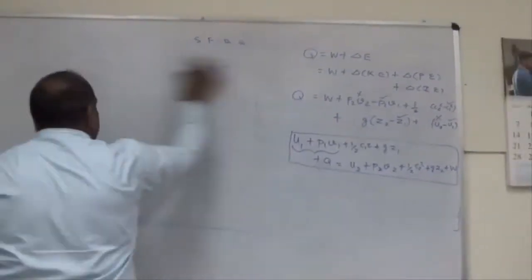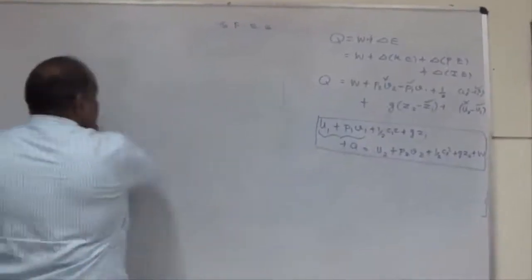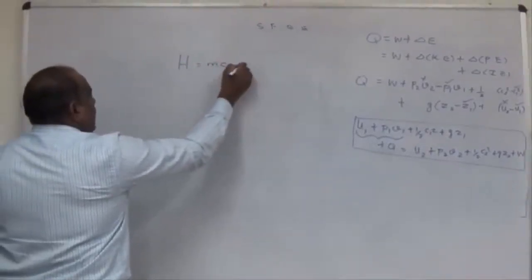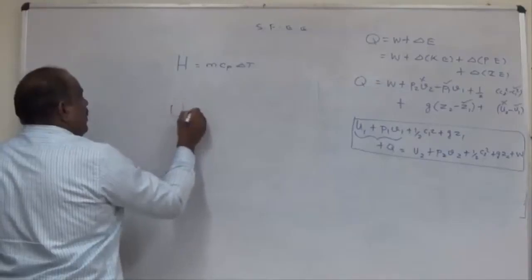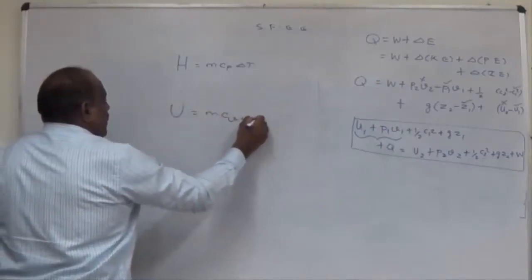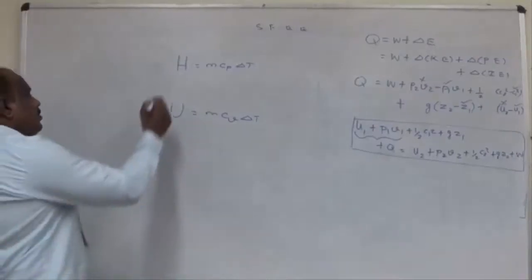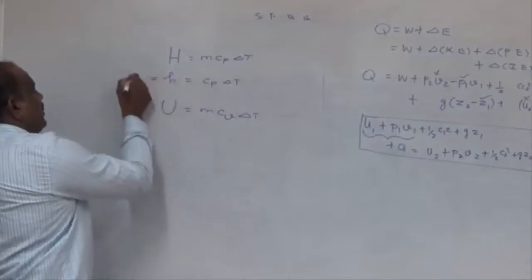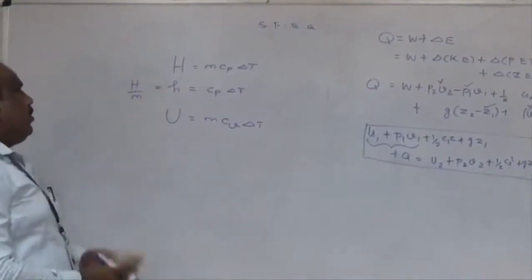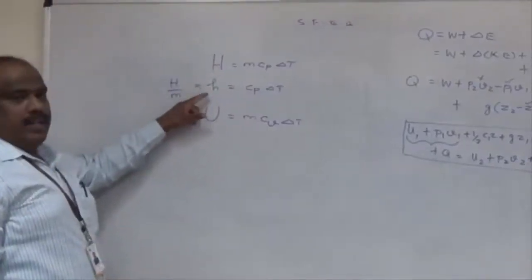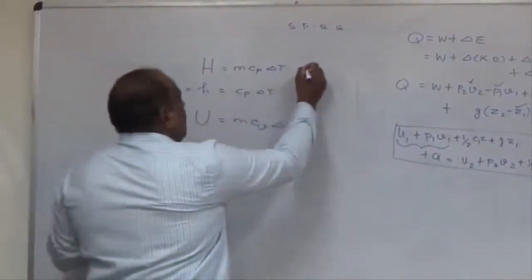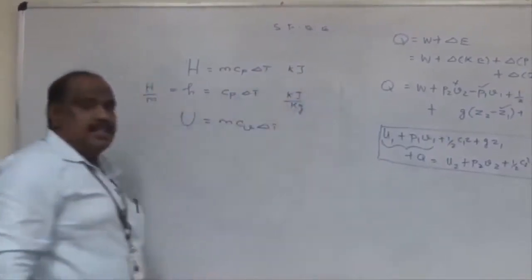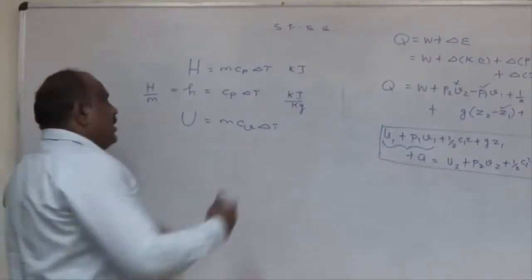As well as, we should know the general formula for enthalpy is given by m Cp delta T, and the general formula for internal energy is given by m Cv delta T. And small h is nothing but Cp delta T. What is small h? Small h is nothing but capital H by m. The unit of H is kilojoule, and the unit of small h is kilojoule per kilogram. It is specific enthalpy, otherwise called an intensive property.